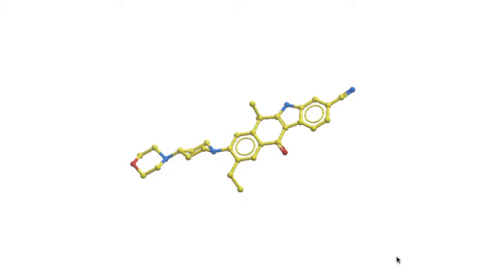This is the structure of Alectinib. Alectinib is used in the treatment of anaplastic lymphoma kinase positive lung cancer, as well as metastatic non-small cell lung cancer. Alectinib is an inhibitor of the anaplastic lymphoma kinase, or ALK tyrosine kinase receptor.